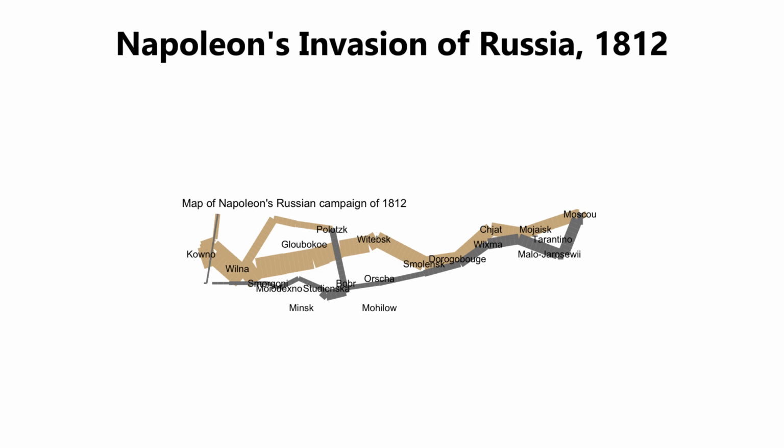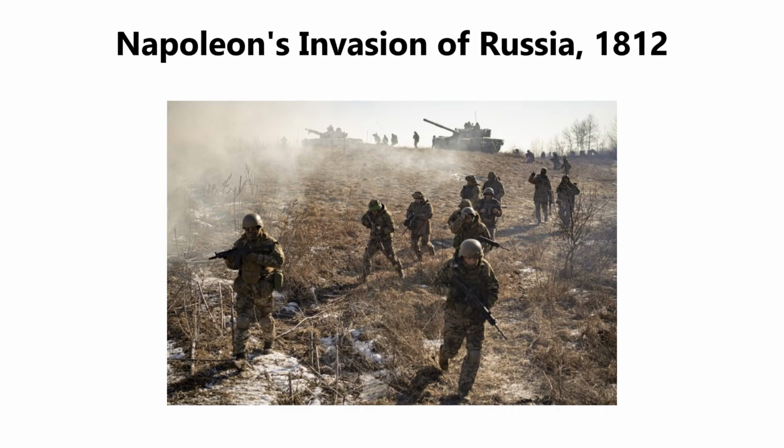Instead of engaging Napoleon in a large-scale battle, the Russians gradually pulled back, burning villages and destroying resources as they went, a tactic known as scorched earth. Napoleon's army, stretched thin, followed the Russians deeper into the vast Russian wilderness, but they were unable to maintain their supply lines. The further they advanced, the more difficult it became to find food, shelter, and reinforcements. Then came the Russian winter.